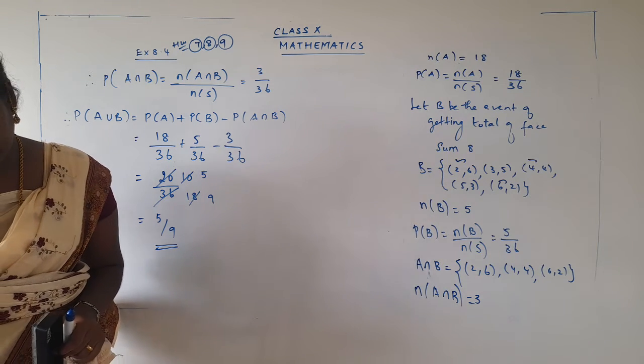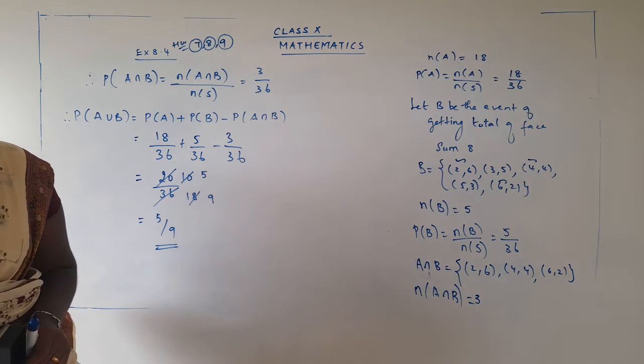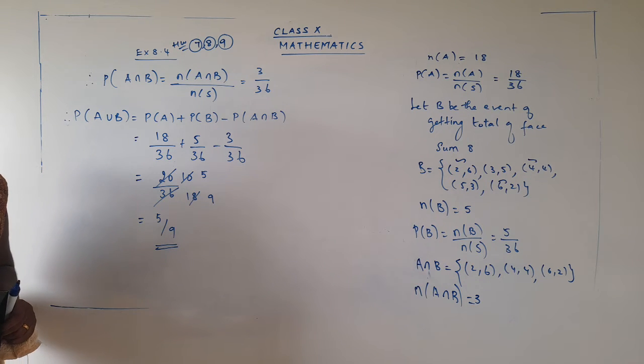The probability that a person will get an electrification contract is 3 upon 5, and the probability that he will not get the plumbing contract is 5 upon 8. The probability of getting at least one contract is 5 upon 7. So what is the probability that he will get both?